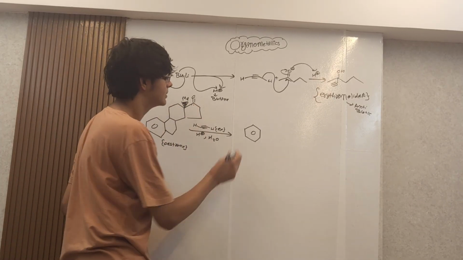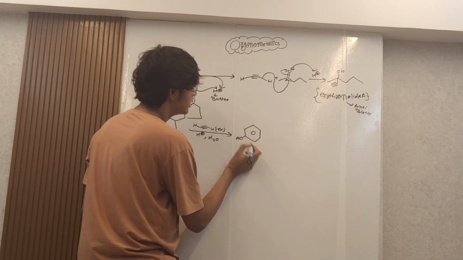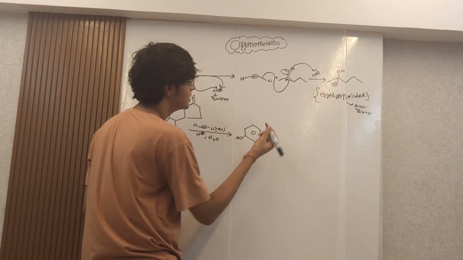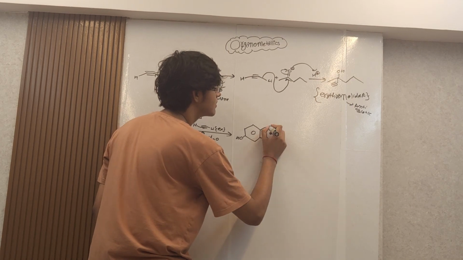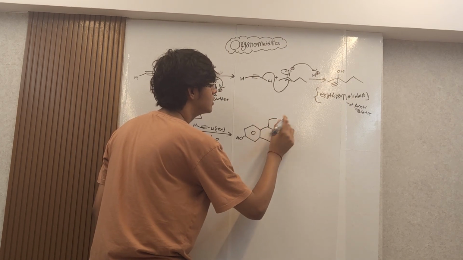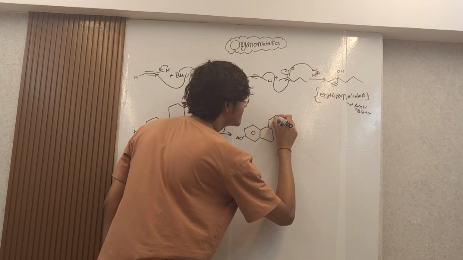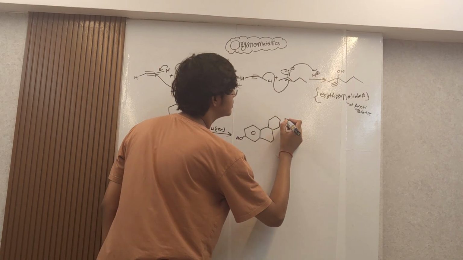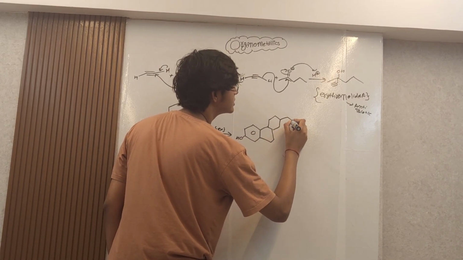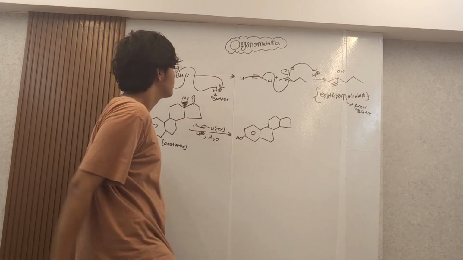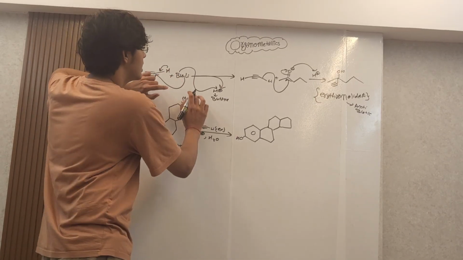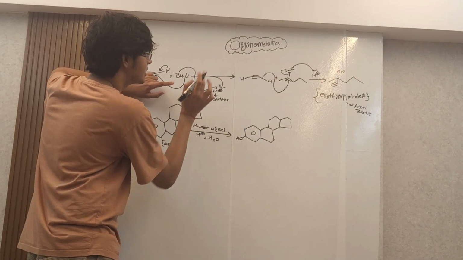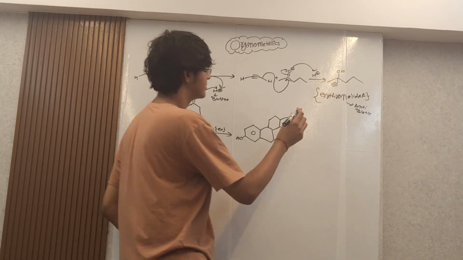Try to draw the product before I do. It will attack this and then this will go up. I told you why that is important. So what would happen is that this pi bond would break. It will get a negative on this. The H plus would neutralize this, and it would look something like this.